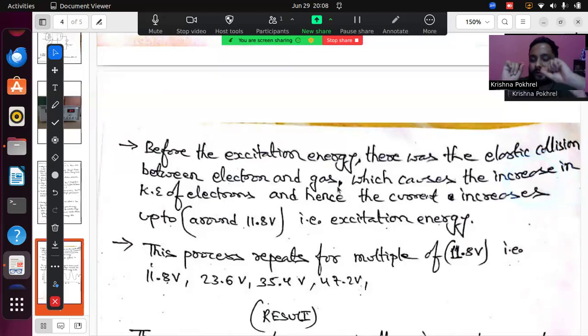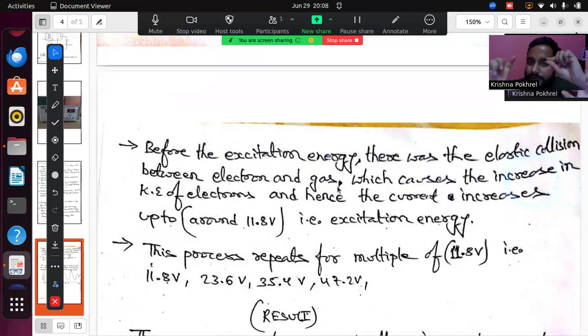Again, I will repeat this process. At 0 volt, we have our boundary at 11.8 volt. Slowly, whenever you increase the voltage from 0 volt up to 11.8 volt, at 0, 2, 4, 6, 8, 10, up to 12, there is no inelastic collision. There is only elastic collision between argon gas and electron, which the grid transfers. As I have already told, there is an elastic collision.